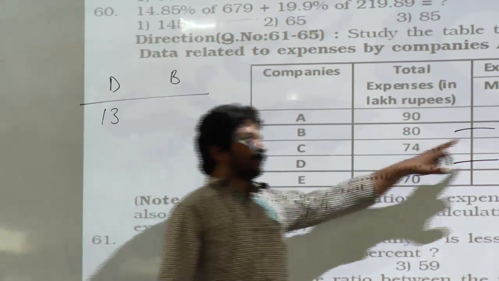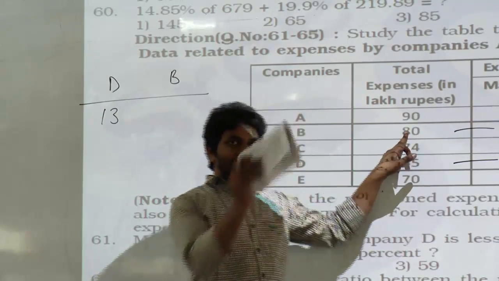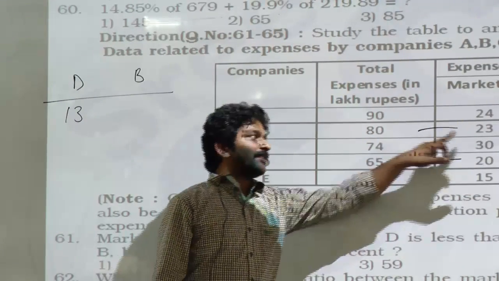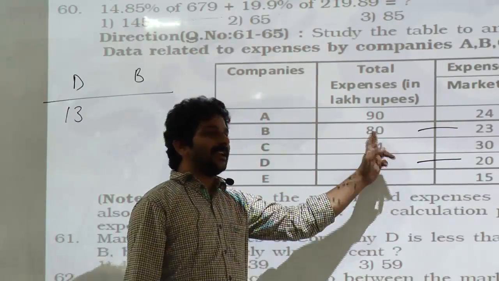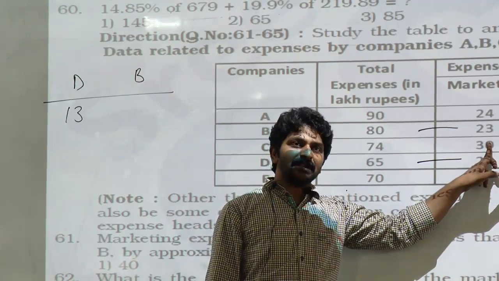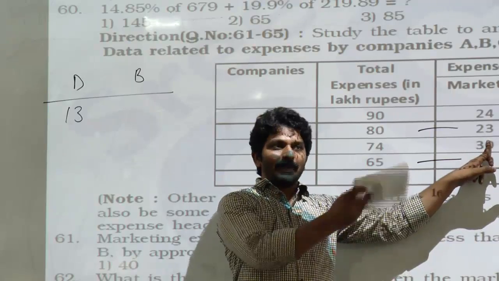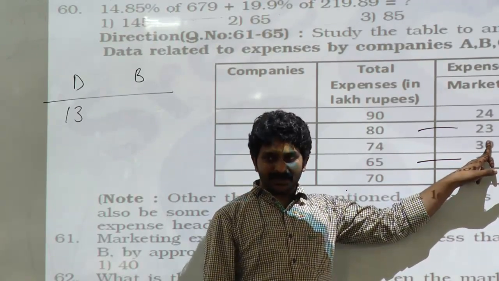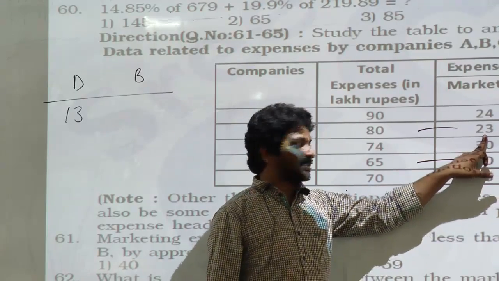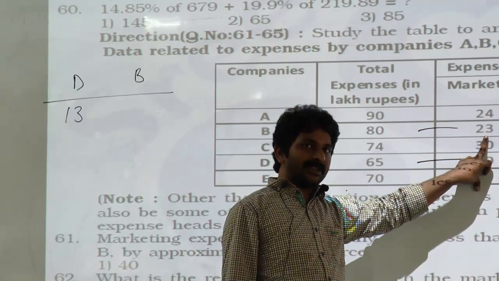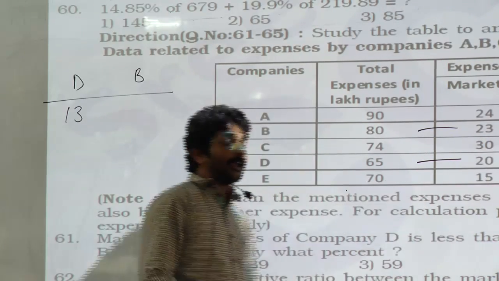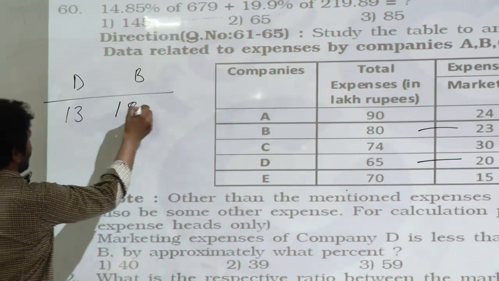For B, it will be 23% of 80. A percent of B or B percent of A, one and the same. So instead of 23% of 80, let's calculate 80% of 23. How will you get 80%? Original number minus 20%. 100% minus 20%. 10% of this 2.3, 20% 4.6. Let's subtract 4.6 from 23. 18.4. Now you have values.